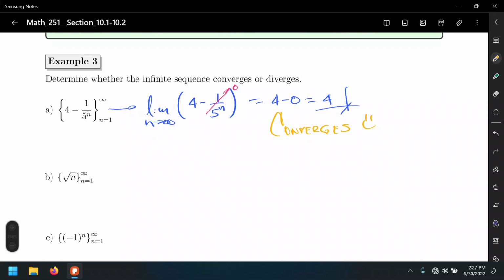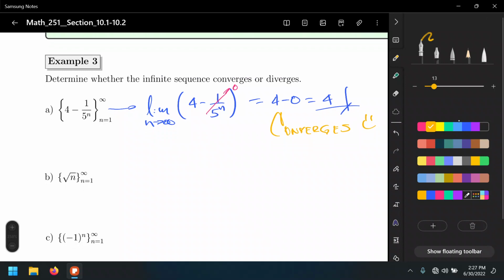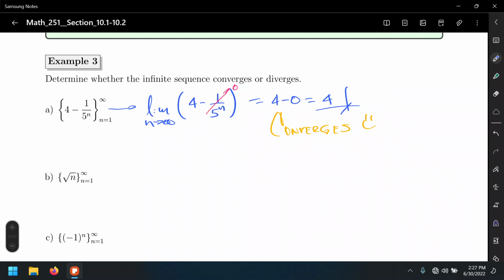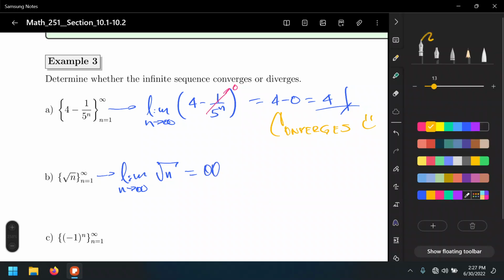So, okay, the square root of n. Let's write it down simply as a limit expression. That's the limit as n approaches infinity of the square root of n. And well, what is that limit equal to? Infinity. This means diverges.